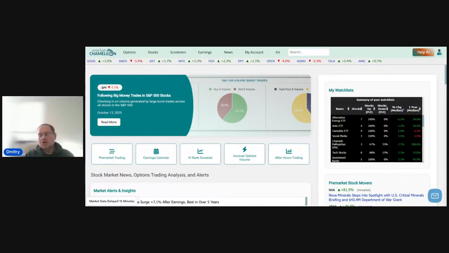Today we'll take a look at a vertical spread screener. Well, a screener that will help us detect vertical spreads that are trading in the market.